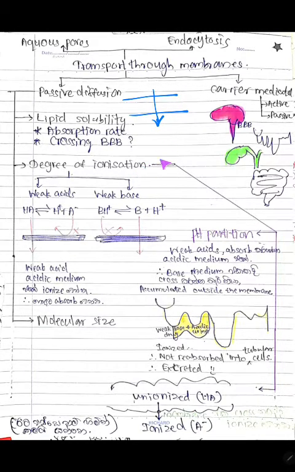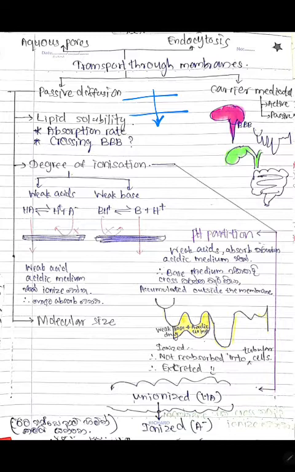Then let's move to degree of ionization. For this, I have given an example which makes it easy to understand. I have taken a weak acid and a weak base because most drugs are weak acids and weak bases. Moving on to weak acids, HA dissociates into H plus and A minus, which are the ions. HA is the non-ionized form and A minus is the ionized form. H plus is for the pH.